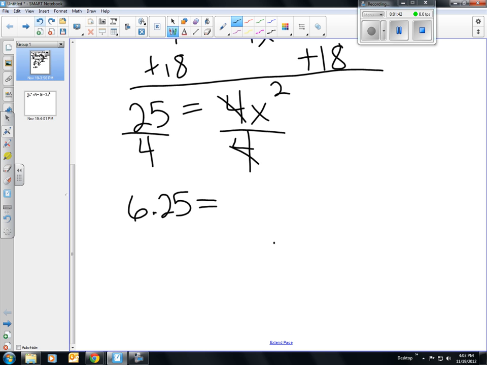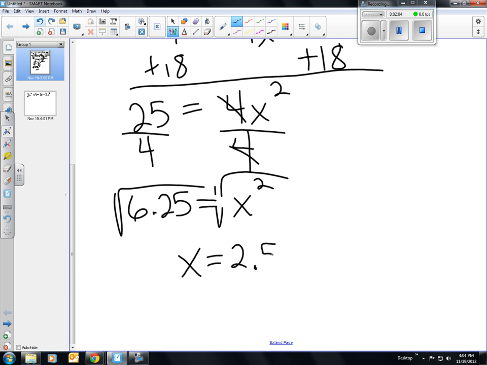6.25 equals x squared. Now, it's important to realize here that this equation is not solved. X is not by itself yet. So we still have to undo the squaring on the x. So the opposite operation of squaring something is to square root it. So we're going to square root both sides of the equation. And when you do that, you're going to get x is equal to 2.5 here.